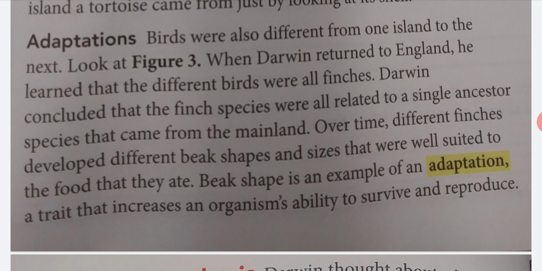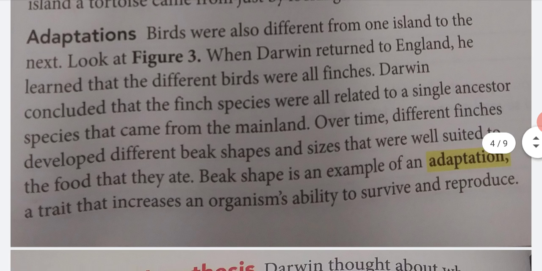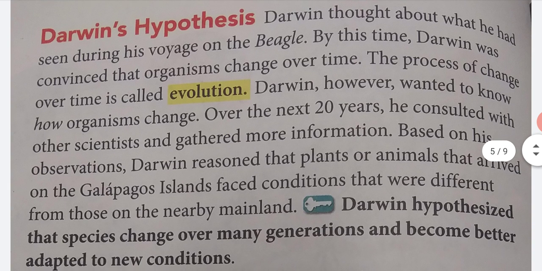Adaptations. Birds were also different from one island to the next. Look at Figure 3. When Darwin returned to England, he learned that the different birds were all finches. Darwin concluded that the finch species were all related to a single ancestor species that had come from the mainland. Over time, different finches developed different beak shapes and sizes that were well suited to the food they ate. Beak shape is an example of an adaptation, a trait that increases an organism's ability to survive and reproduce. Darwin's hypothesis.